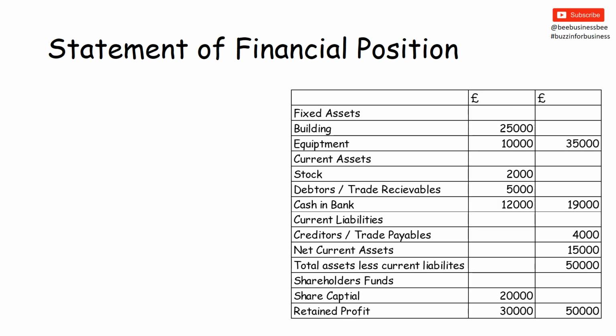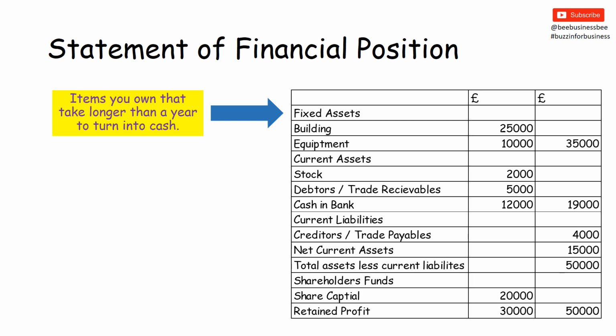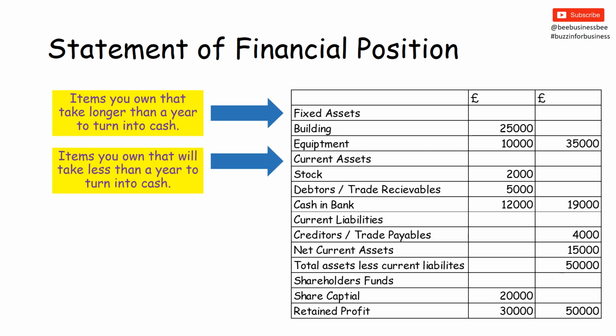So, we start with our fixed assets. Now, the word fixed in finance means longer than a year. And obviously, assets are things we own. So they are items that you own that are going to take longer than a year to turn into cash. And underneath that section, you can see in my business here, I have a building and I have equipment. So the totals always go over to the right-hand side. So you can see there that 25,000 plus 10,000 gives me £35,000 of fixed assets. So items that I own, but will take longer than a year to turn into cash.